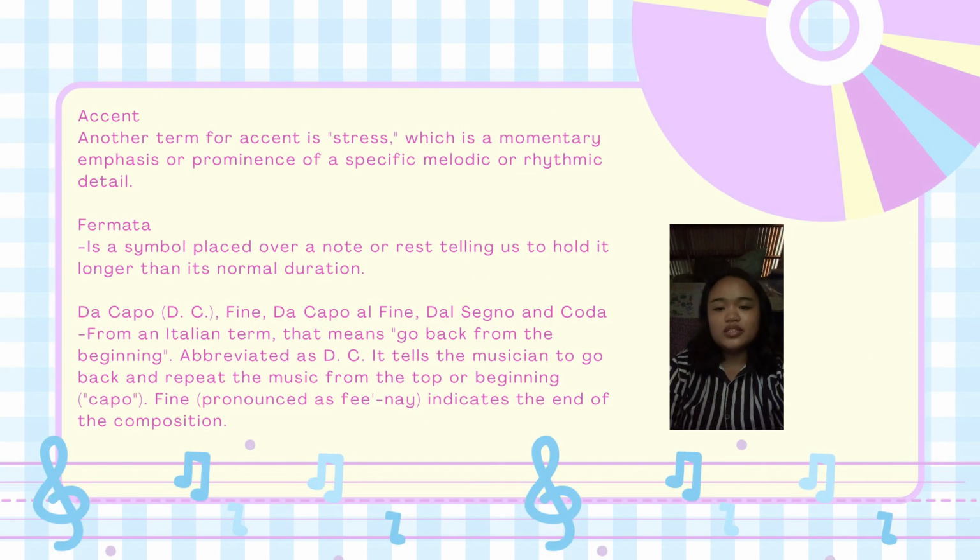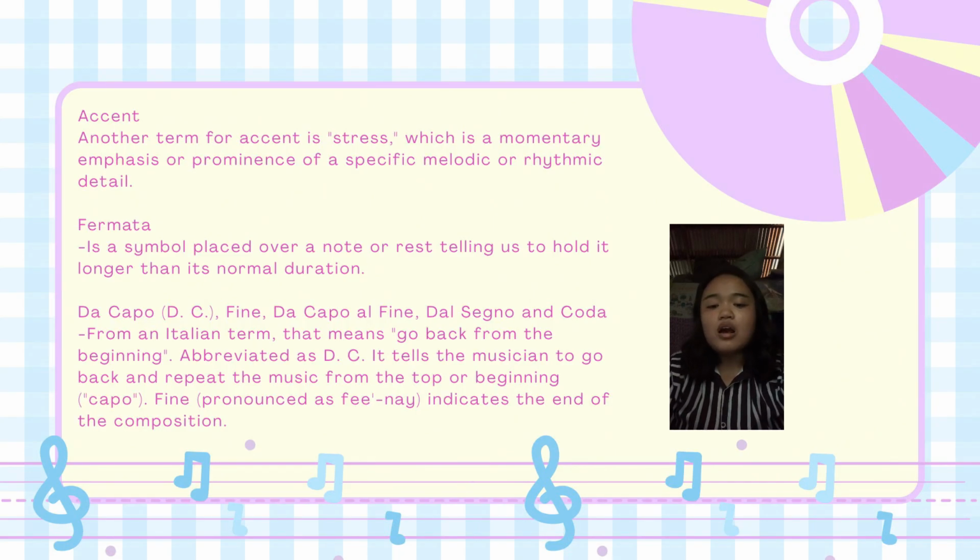So next, the accent. Another term for accent is stress, which is a momentary emphasis or prominence of a specific melodic or rhythmic detail. It can be indicated through graphical means such as symbols, or verbally. In metrically organized music, accents are used for the artistic articulation of sound and for compatibility with the specific patterns of another activity like dancing. Generally, the first beat of a measure is accented, which means playing or singing the note louder.